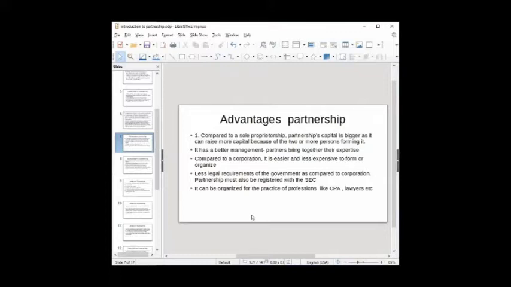Number four, it has fewer legal requirements from the government as compared to a corporation. A partnership must also be registered with the Securities and Exchange Commission. Number five, it can be organized for the practice of professions like CPAs, lawyers, etc.